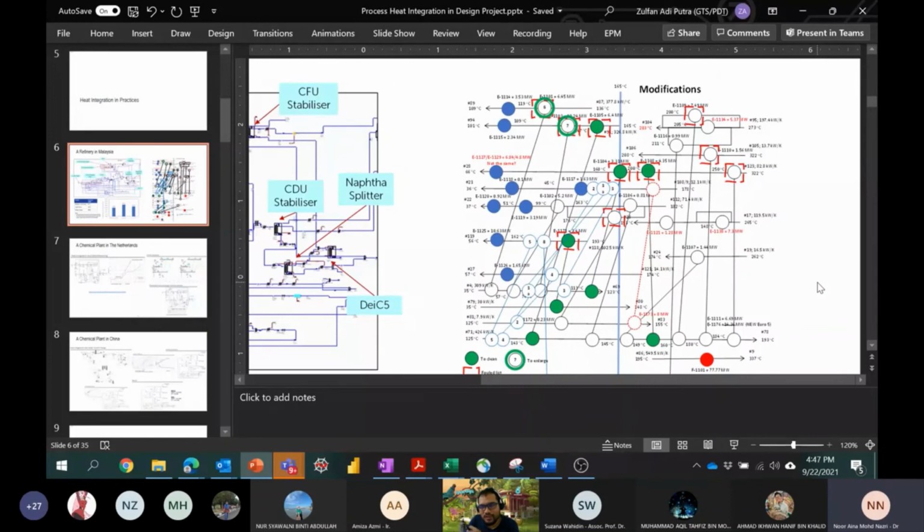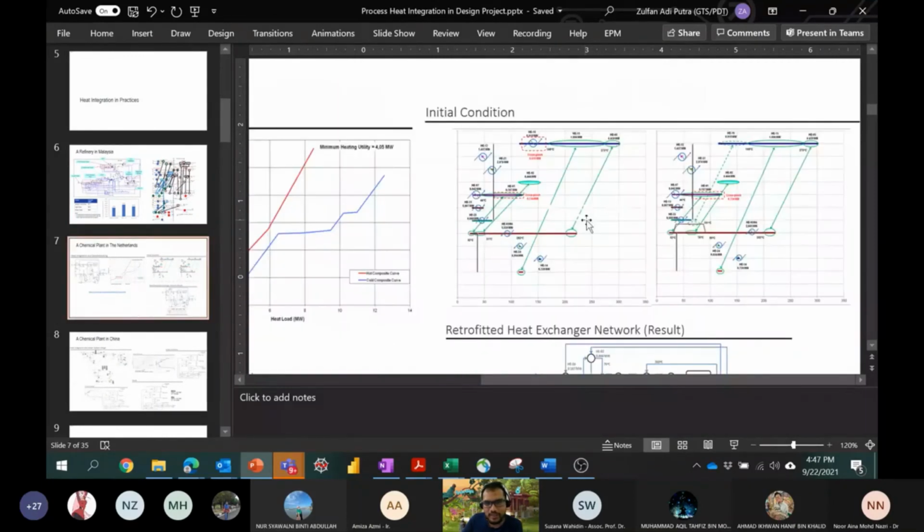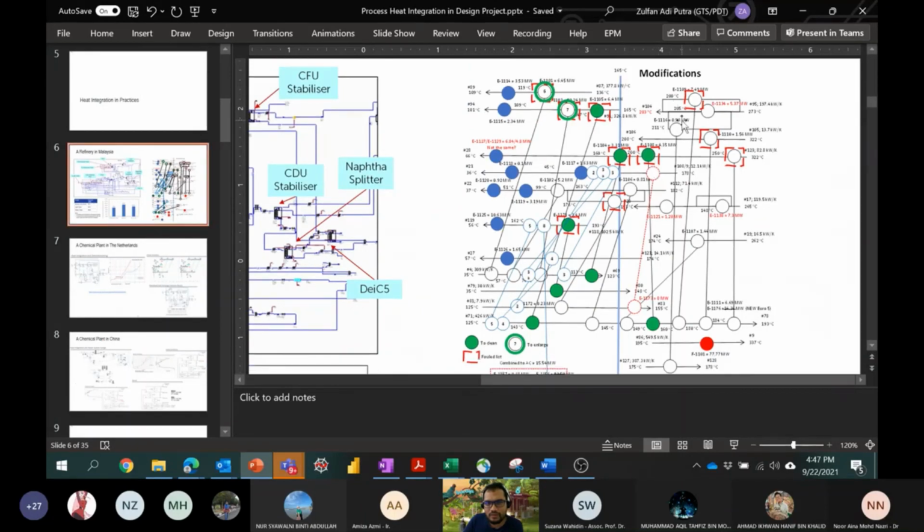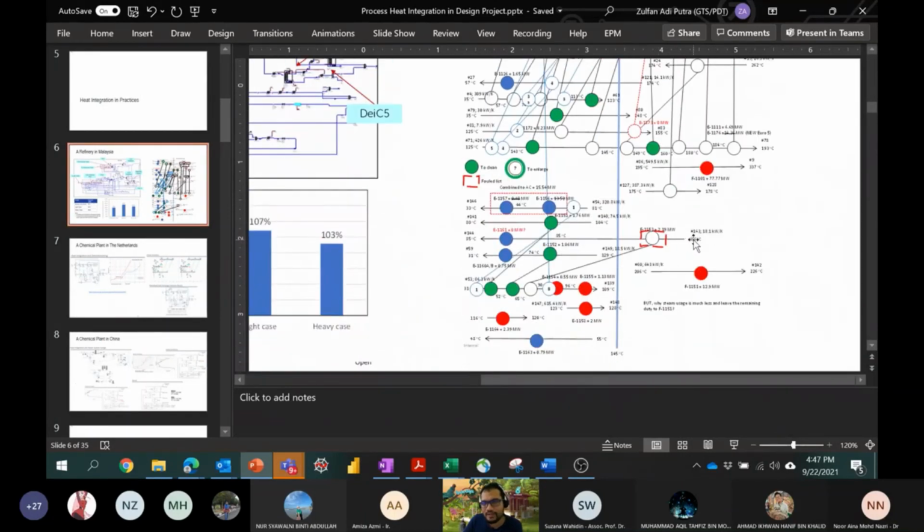This is time consuming, but since I've done this many times, it's not that time consuming anymore. This is the one with the most streams. This chemical plant has only 11 streams in total. This one's also not that many, around 20 something streams, but this one I think goes to more than 30 streams. I counted once.